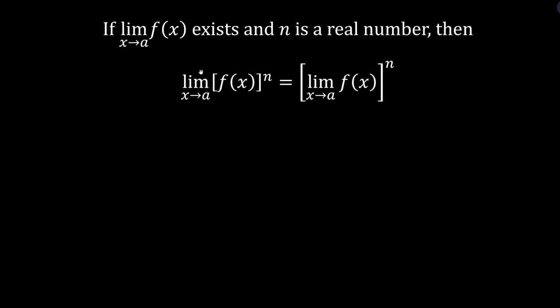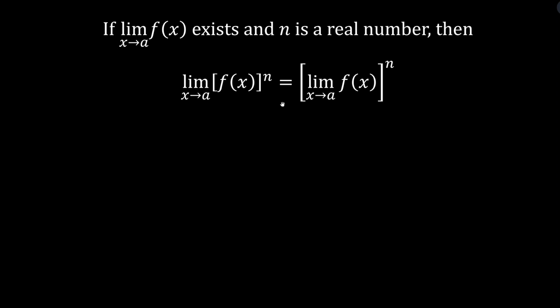First we have this condition that we have to check. Does the limit as x approaches a of f of x exist? If it does, then we can apply this property. If it doesn't, we can't apply this property. We have to do different strategies or techniques, and I'm going to show an example like that in this video.